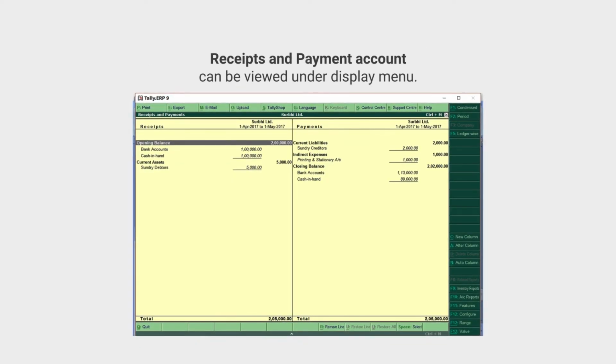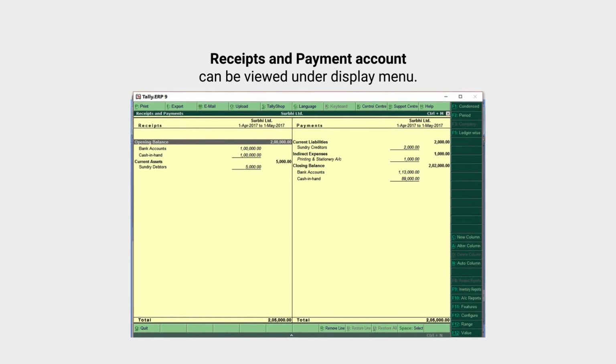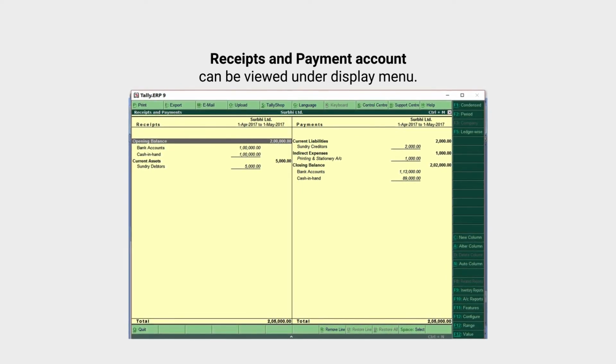You can also view receipt and payment account under the display menu. If you want to view receipt and payment account regarding your company, it will give you all the details and you can use it for the further analysis.